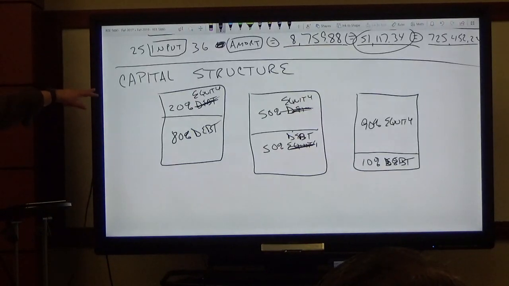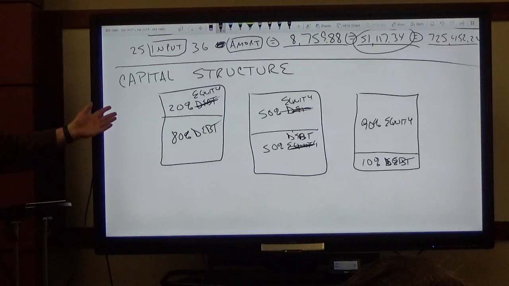Maybe you only end up having to put in 5% equity, or you may even find other players that allow you as the developer to put in none of your own money, and you basically are able to find financing for virtually the entire project, okay?